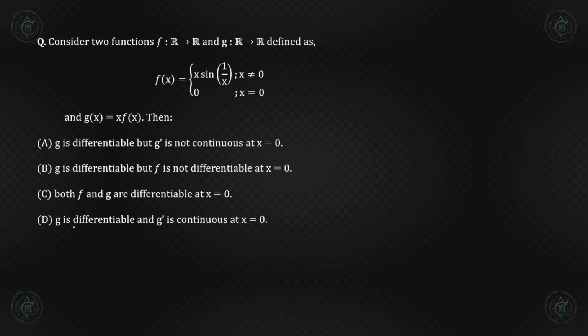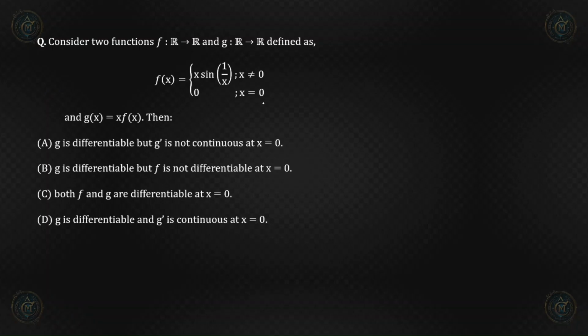Okay. So consider two functions f defined from R to R and g defined from R to R, defined as f(x) equal to x sine of 1 by x when x is non-zero, and it is 0 when x equal to 0. And g(x) equal to x f(x). Then we have to pick the correct options. Okay, so this is a multiple choice question. More than one option may be correct. So let us check this function first, f(x).